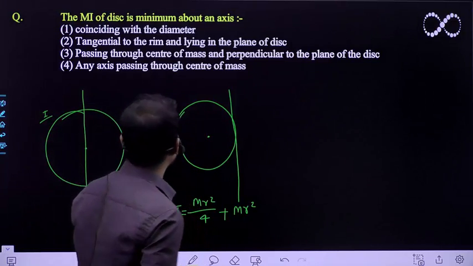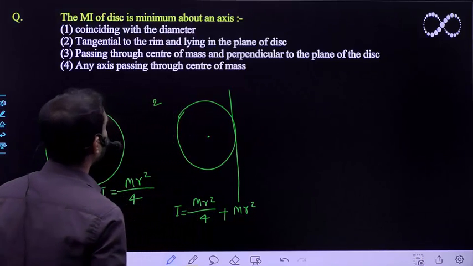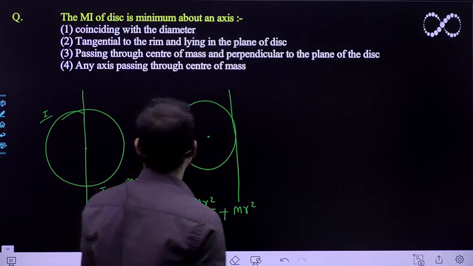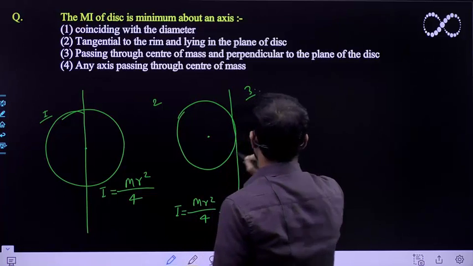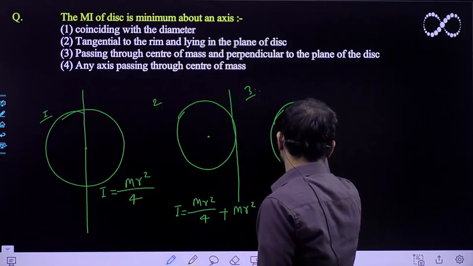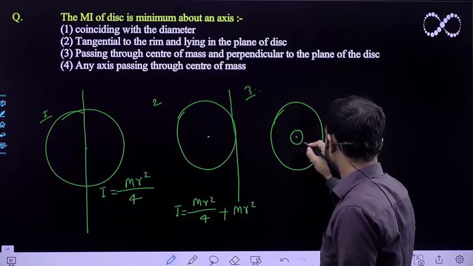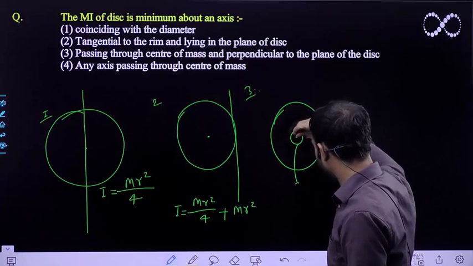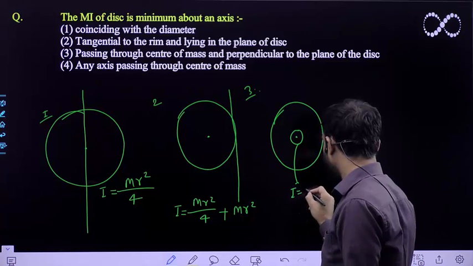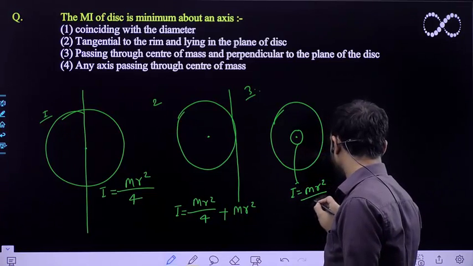Alright. Now it is saying passing through the center of mass and perpendicular to the plane of the disk. So if I take option 3 here, this is the disk and it is talking about this axis. About this axis, perpendicular axis it is saying, I already know that the moment of inertia is MR square upon 2.